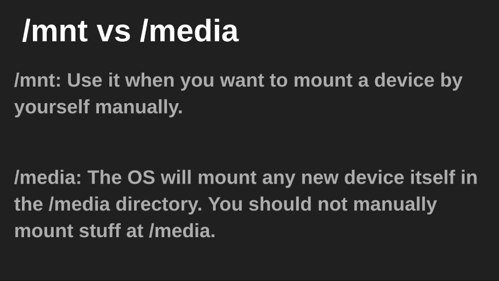Now let's discuss the differences between MNT and media directory. When we are manually mounting devices, we should use the MNT directory, and we should mount manually mounted devices to the directories inside the MNT directory. It is very important to note we should not mount devices directly on the MNT directory, but inside directories that are inside the MNT directory. And for media, the OS will mount any new device itself in the media directory. You should not manually mount stuff at the media directory.